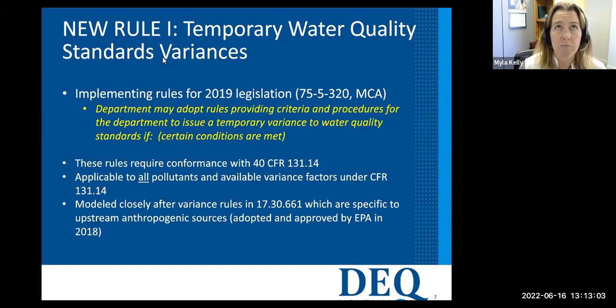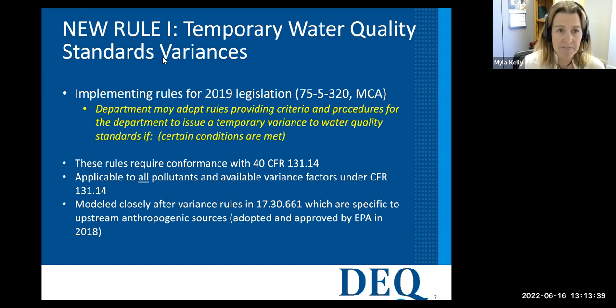And this legislation was put forward in 2019 to really just open the toolbox for the state of Montana to utilize all of the variance options or tools that EPA has laid out in their regulations. And so this legislation is telling us as a state agency that we can write rules so that we can use all of the aspects where applicable of water quality standards variances that the federal regulations have laid out.